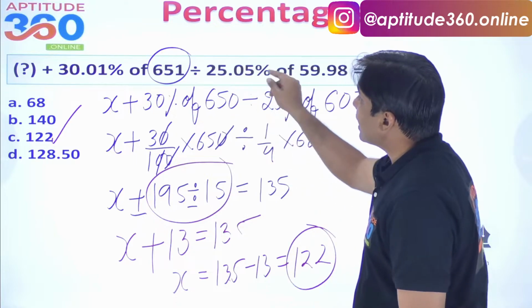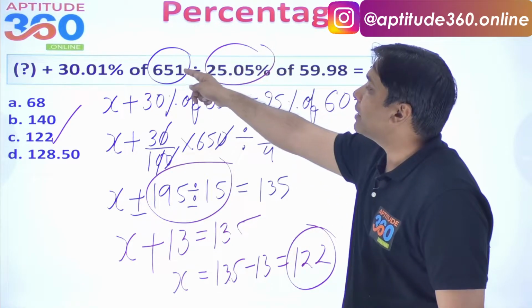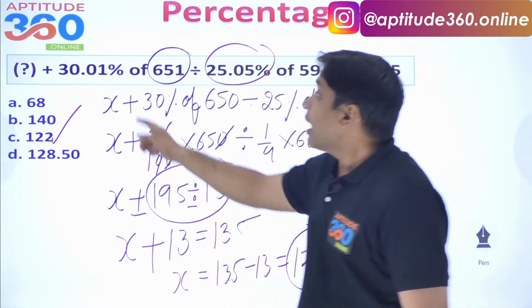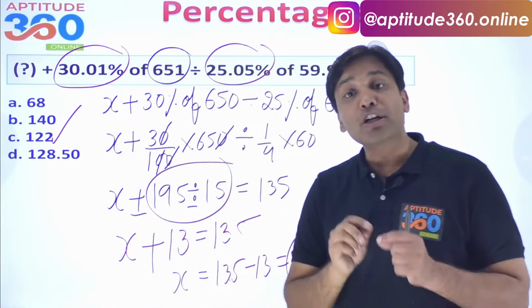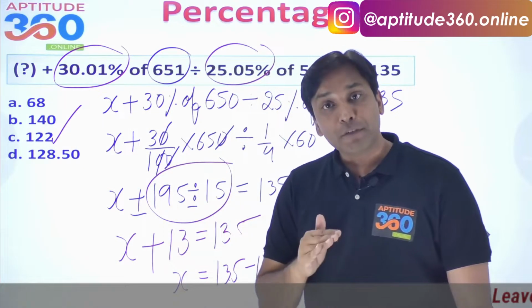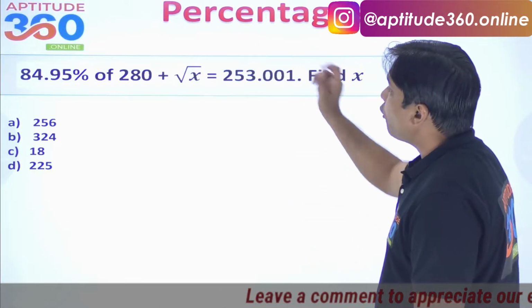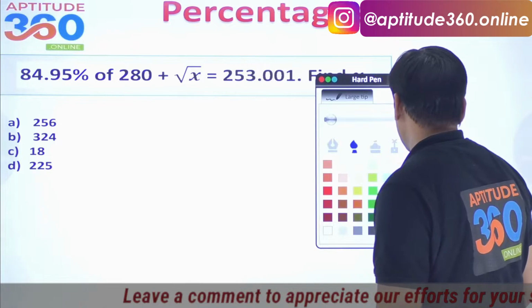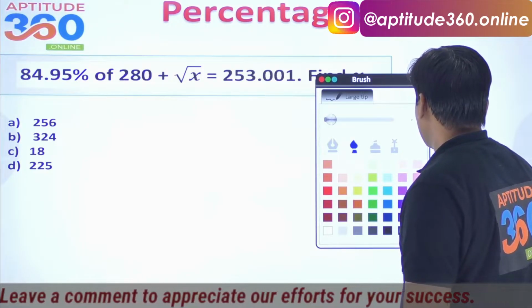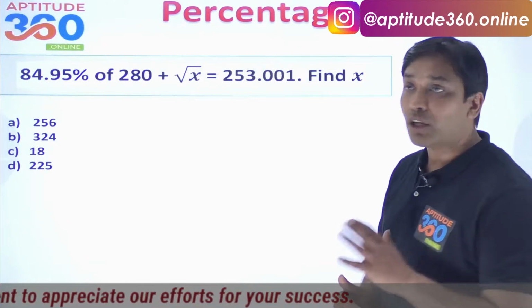So you have to see what I wrote for this 25, and what I wrote for this 651. How did we change 30.01 to 30? So if you understand those things, the problem is simplified, right? Now go for this one. This is very simple. This is way simple. It looks to be complicated, but it is actually very simple.